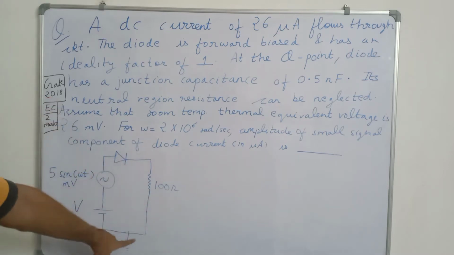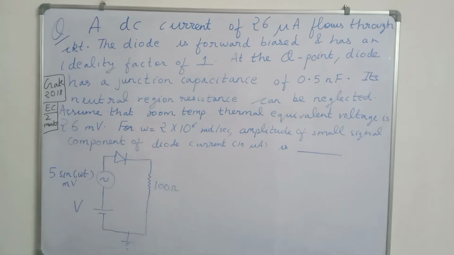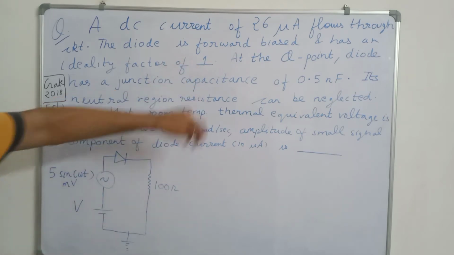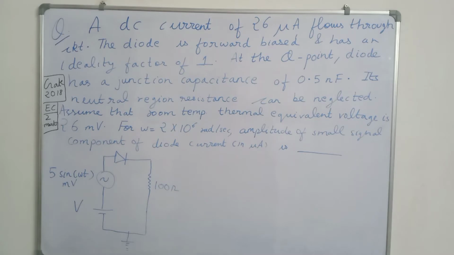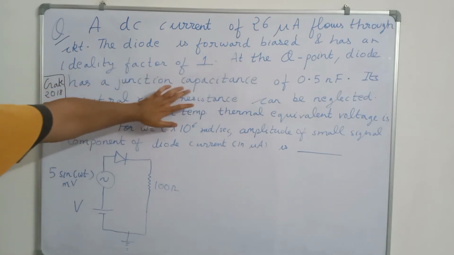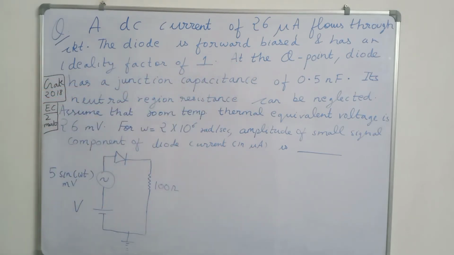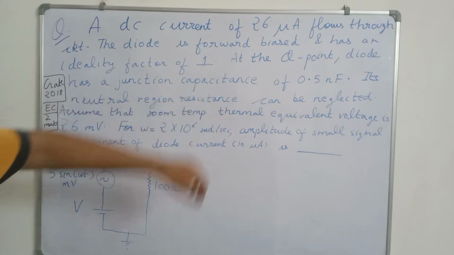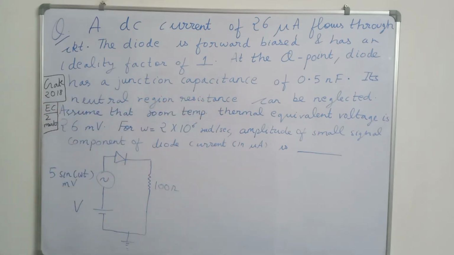So in this circuit a DC current of 26 microampere is flowing. This diode is forward biased and it has an ideality factor of 1. At the quiescent point the diode has a junction capacitance of 0.5 nanofarad. Its neutral region resistance can be neglected and we have to assume that at room temperature the thermal equivalent voltage is 26 millivolt. So this is obvious that Vt is 26 millivolt at room temperature.